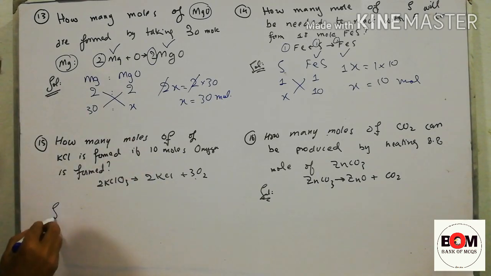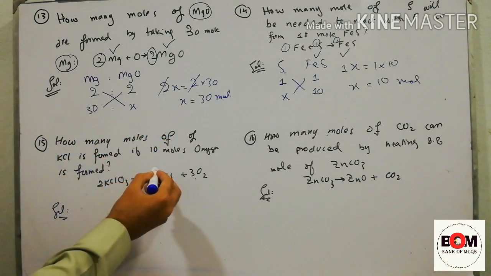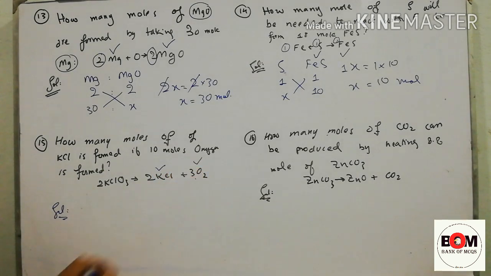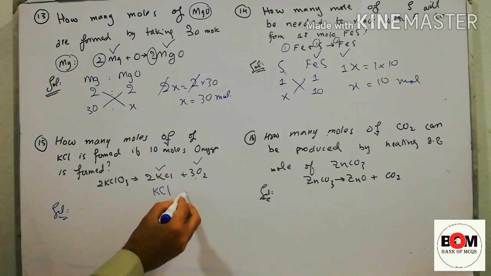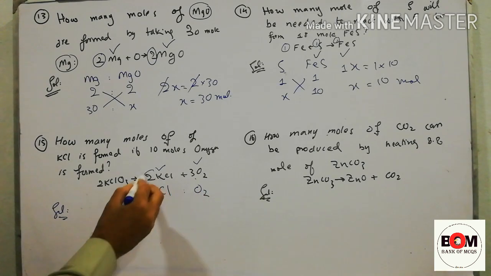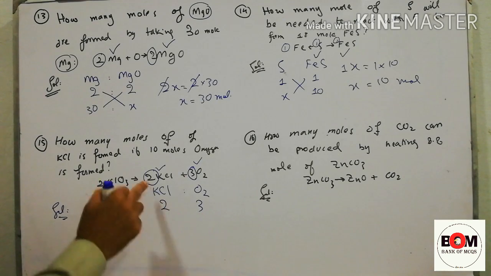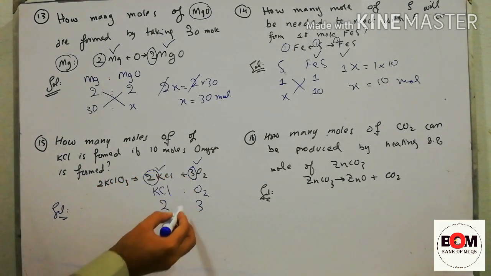Now, how many moles of KCl is formed if 10 moles oxygen is formed? Now the solution is, how many moles of KCl is formed? They ask for KCl, and they have given that 10 moles of oxygen is formed. So we will select KCl versus oxygen. From the equation we know that when 2 mole KCl is formed, 3 mole oxygen is also formed. So we will get the ratio 2 to 3.